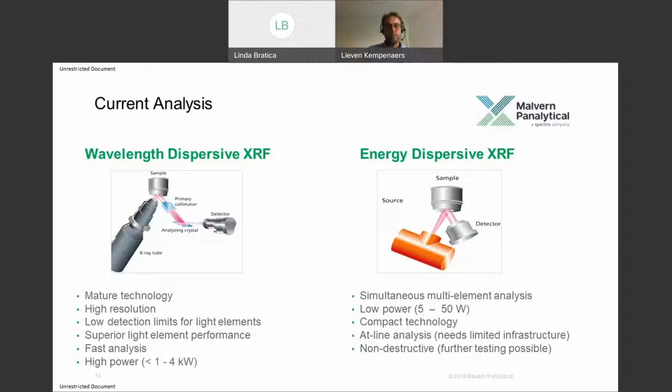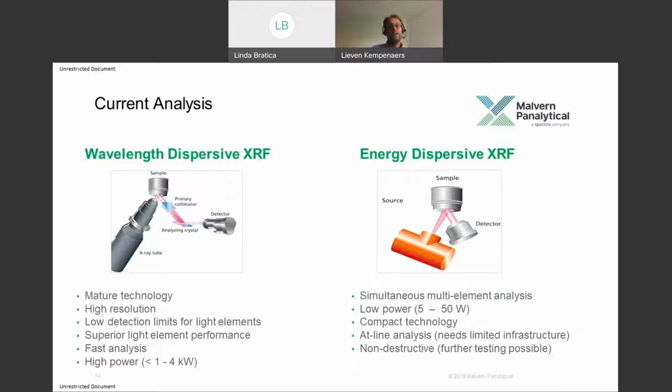There, you could already see it in the picture. The method is simpler, and therefore it can also be made in a more compact way. So it also fits in a box that can be placed on a table. The wavelength dispersive are mainly floor standing systems, because of the power and because of the cooling. On the right-hand side, those are benchtop systems, and they also have low power. Everything is very compact. You don't lose a lot of photons when the design is well figured out.